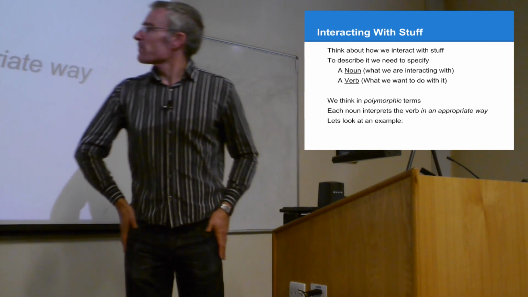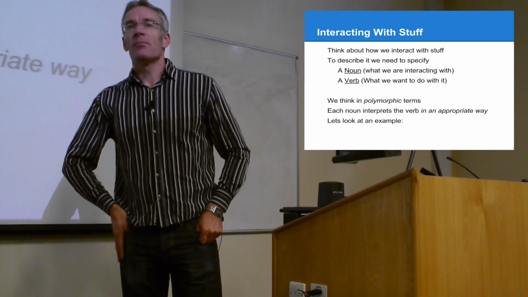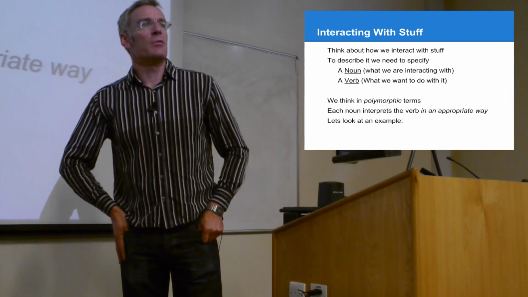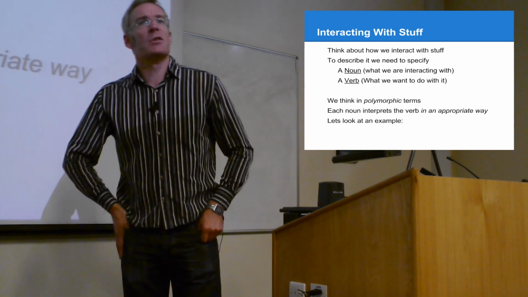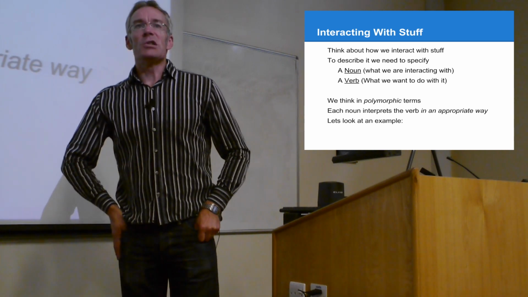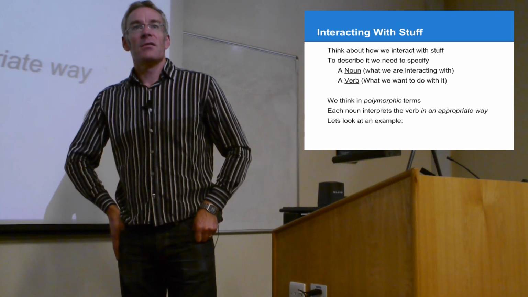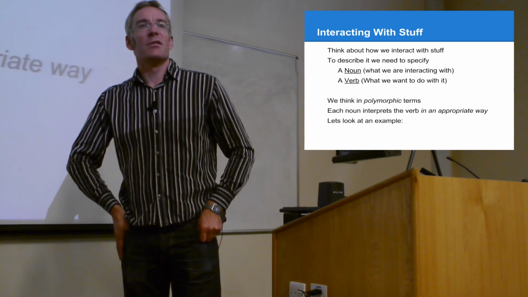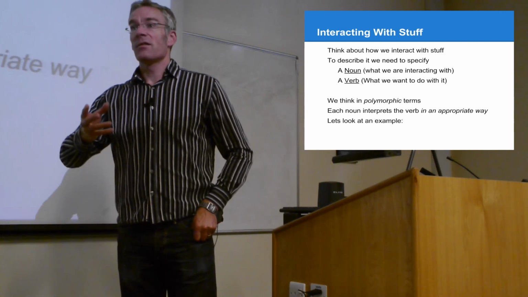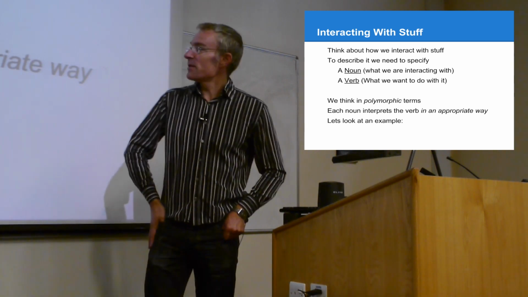Interacting with stuff. Where did we get to? Oh yes, polymorphic. What does polymorphic mean? It's object-oriented programming terminology. It's actually English as well, or technically Greek, I suppose. Even if you don't know what it means, look at the word polymorphic. What do you think poly means? Many, absolutely. Morphic? Forms. Polymorphic means many forms.